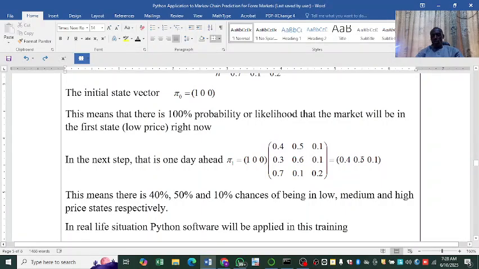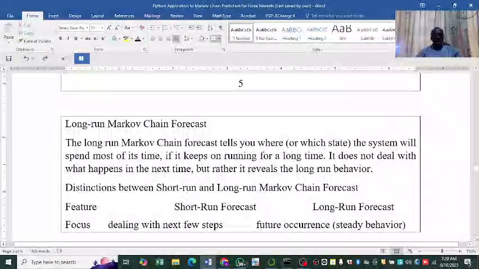When we multiply, we have this. That means that there will be 40% chances of being low price, 50% chances of being moderate price, and 10% chances of being high price. And then we continue like that. The next state, state 2, we use the initial vector to multiply this probability raised to power 2. Then we continue until we get to the last period ahead prediction. And that's what we call the short-run forecast Markov chain.